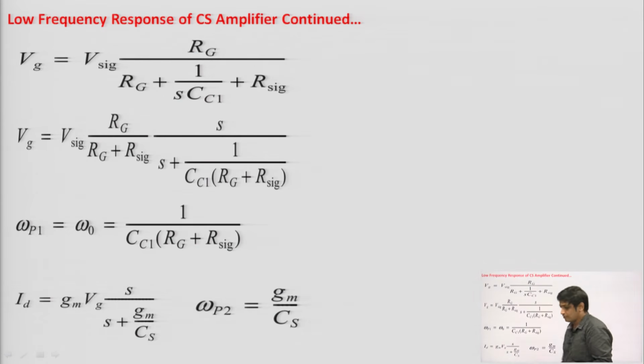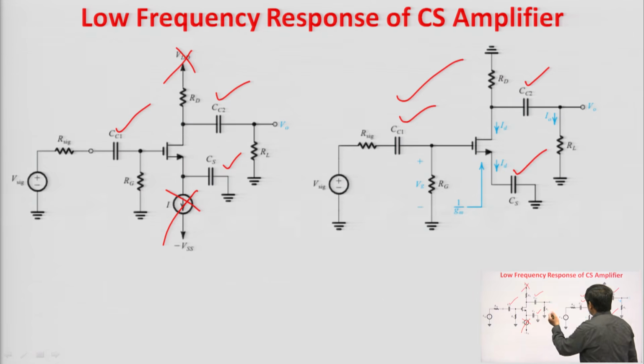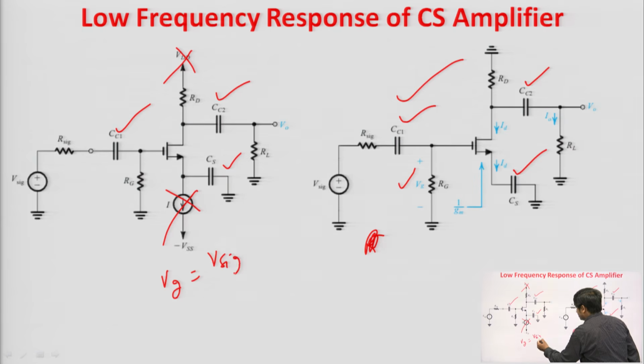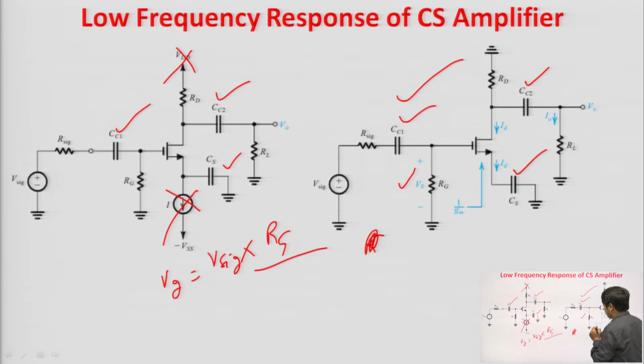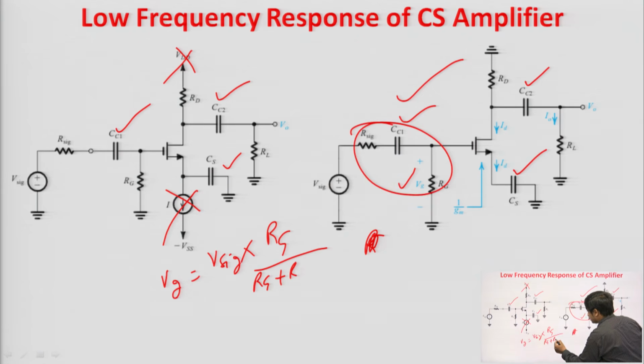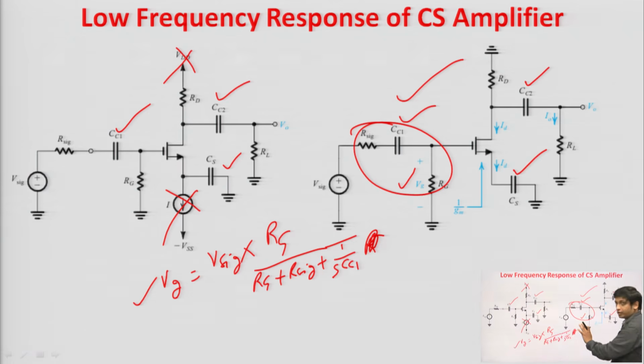To calculate these, we can get the expression of Vg, the gate voltage here. Just see to it, the gate voltage Vg we can calculate with the help of the voltage division rule. Your Vg will be equal to V sig into Rg upon total. Total means Rg plus R sig plus CC1. The impedance of CC1 will be 1 upon S CC1. This is the value of Vg, one important thing. Second thing, when we consider CS, the bypass capacitor, then we can calculate the value of the drain current ID.